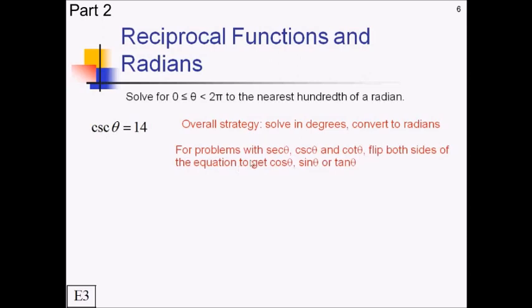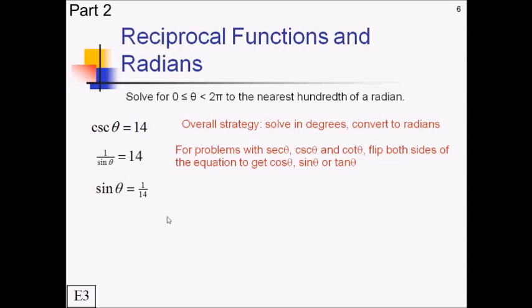Well, for secant, cosecant, and cotan, a good strategy on those is just to flip both sides of your equation to get one of the original 3 trig functions. So in this case, for example, we could rewrite this as 1 over sine of theta equals 14. And then if I flip both sides of the equation, I have sine of theta equals 1 over 14. Now, I usually don't show this step in the middle. I usually go straight from here down to here. In any case, pause the video and see if you can take it the rest of the way now.